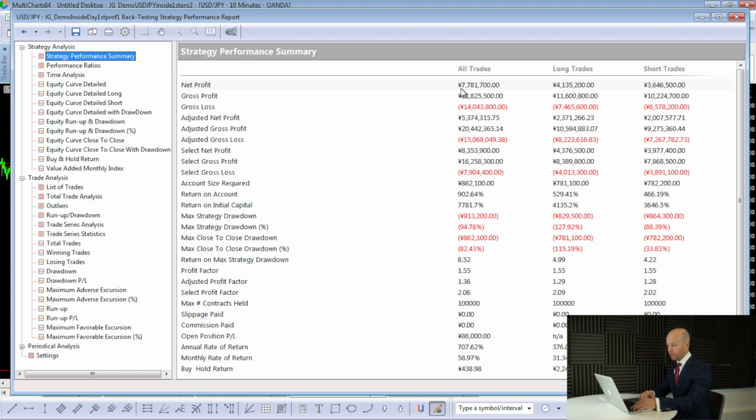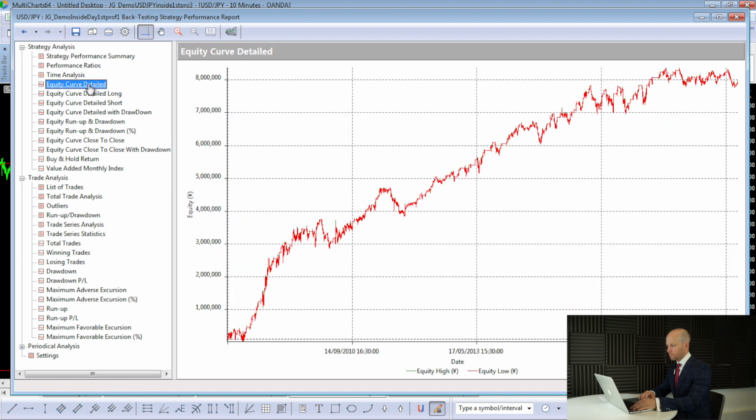So let's see the performance of that 45 pip. We know that we've got that net profit of 7.7 million. We just saw that in the optimization report. The drawdown's gone up slightly again. We've got 913,000 drawdown now. Equity curve, very nice. Although it does seem to be leveling off recently, which is a little bit concerning.